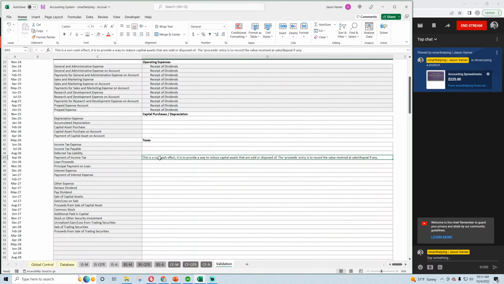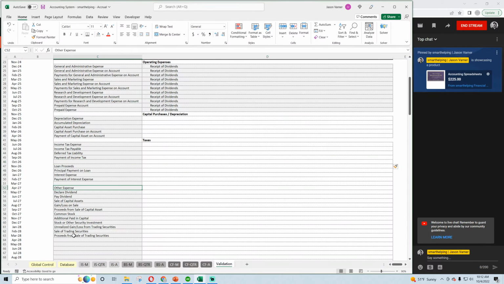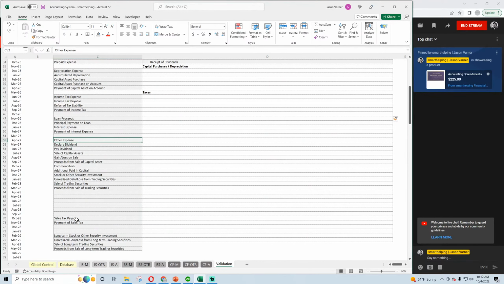Oh, I forgot to move this. Actually, this note needs to stay with, let's see, that's with, I believe this, the proceeds entry is to record. Actually, we don't even need that. We're going to go through each one individually anyway. All right, so taxes. Any other? We do have sales tax payable. Where's this at? Right here.